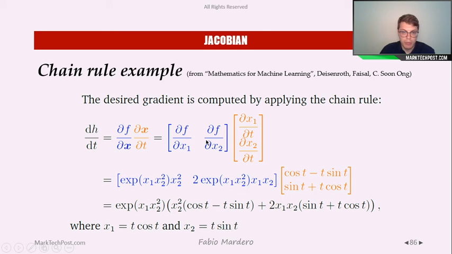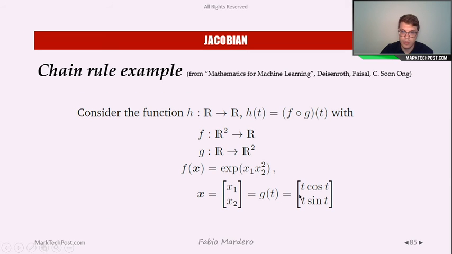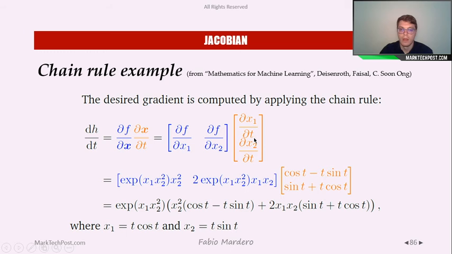Moving a little bit further, we just have to compute how f varies with respect to x1 and with respect to x2. Then we take the first component of x, which is x1, t cos t, and see how it varies with respect to t, and this is the derivative. We will not care about the result. It's just to show you how to compute the chain rule.